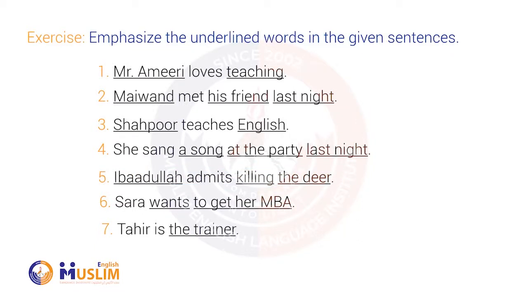5. Ibadullah admits killing the deer. Who admits killing the deer is Ibadullah. You have to say is, not was, because we have admits. Alright. What Ibadullah admits is killing the deer. Right? Alright. Or what Ibadullah admits killing is the deer. 6. Sarah wants to get her MBA. So, what Sarah wants to do is get her MBA, right? And number 7, Tahir is the trainer. So who Tahir is the trainer. You have to use is twice.